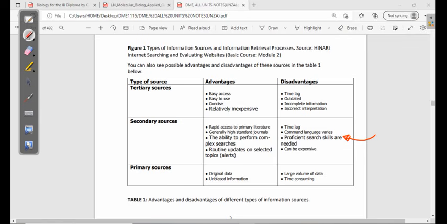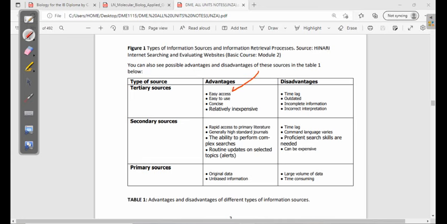And secondary sources of information can also be very expensive. When we're talking of journals, for you to be able to get such a journal and such things, it can be expensive. Now, when we are talking about tertiary sources of information, the advantage is it is easy to access.